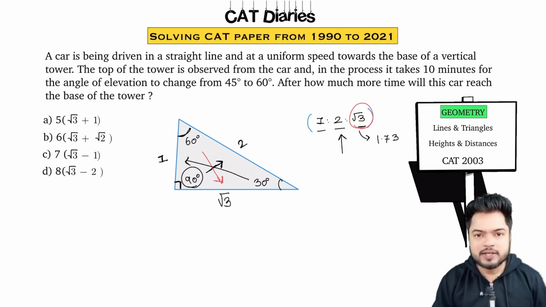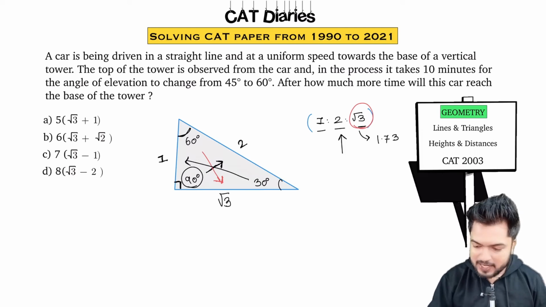As I said, no need to memorize this. 90 is the biggest angle, so the side opposite to it will be the largest. So out of 1, 2, root 3, which is the largest? 2. So opposite to 90 will be 2. Which is the second largest out of 1, 2 and root 3? Root 3. So what will be opposite to 60? Root 3. Opposite to 30 will be 1. Okay, that is what you are supposed to know.